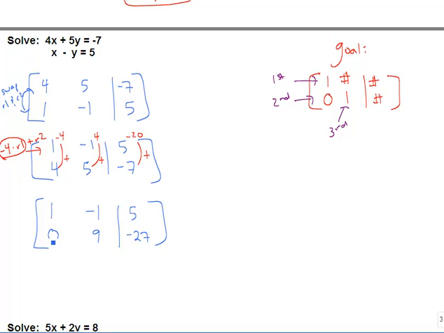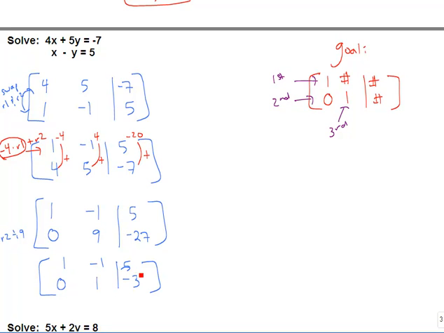All we have to do to get this into our final reduced form is change this 9 into a 1. And remember that you can always make that happen by dividing. So all I have to do here is take row 2 divided by 9. We're going to leave the top row the same. And if I divide 0 by 9, it'll stay 0. So I'm not losing that 0 that we worked so hard to get. 9 divided by 9 is 1. And negative 27 divided by 9 is negative 3. So now we have our two 1s along the diagonal, we have our 0 below, so we're ready to get our answer.